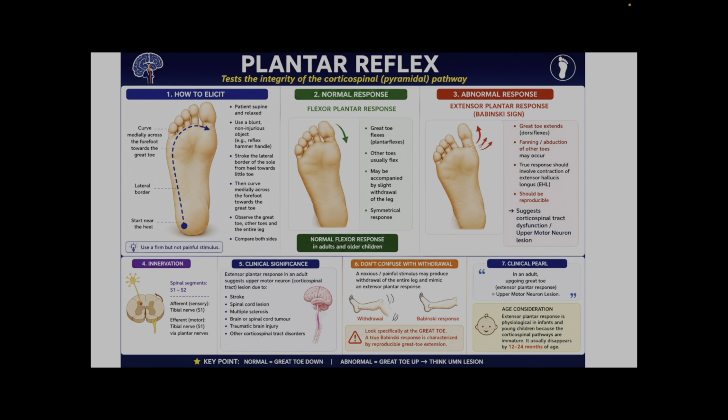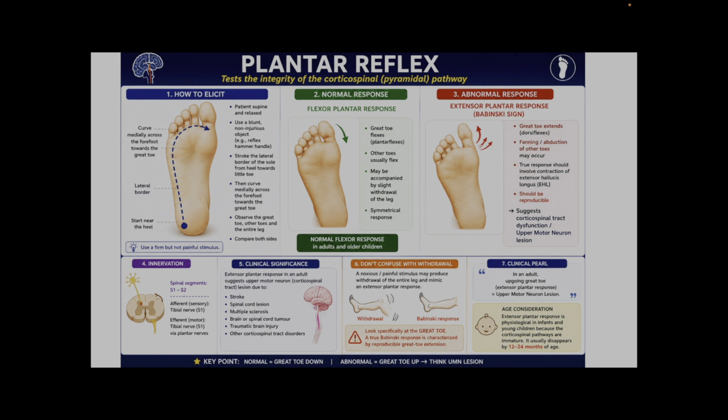A genuine Babinski response should be reproducible and should represent true great toe extension rather than a non-specific withdrawal movement. There is also an important age-related point.